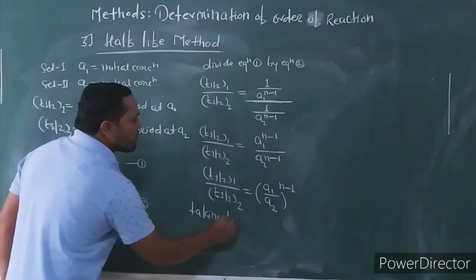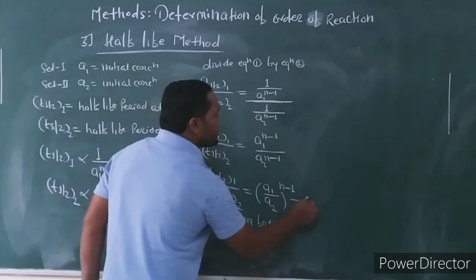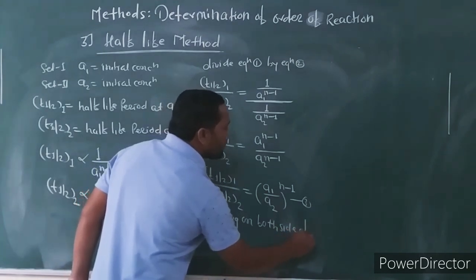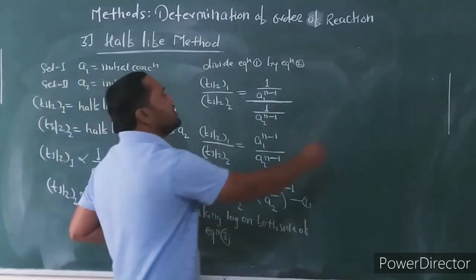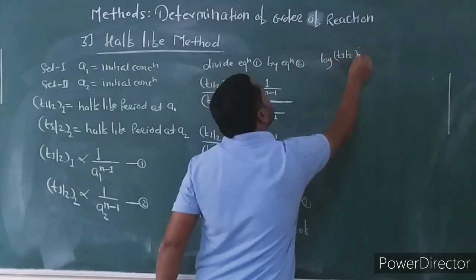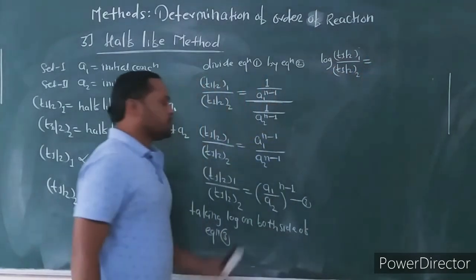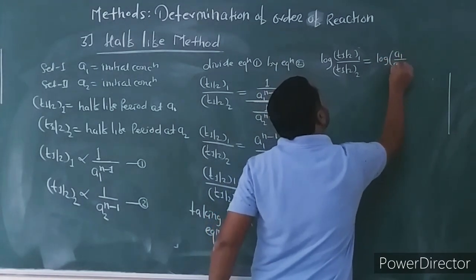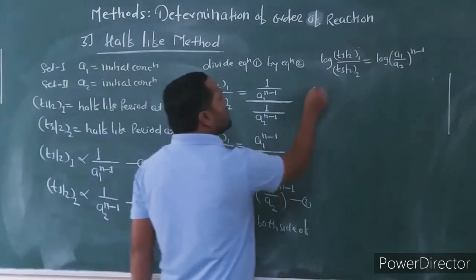Taking log on both sides of equation 3, we take the log on both sides. Log T half 1 divided by T half 2 is equal to log (A1 divided by A2) raised to n minus 1.